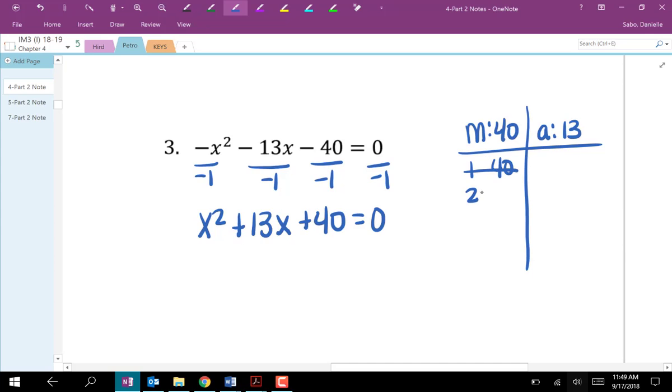40 divided by 2 is 20. It's not going to add to get 13. 3 doesn't work. Try 4. 40 divided by 4 is 10. Still not going to get me 13. Then do 5. Again, going in order, playing the division game is a lot better than trying to figure out the numbers in your head if you don't know it right away.